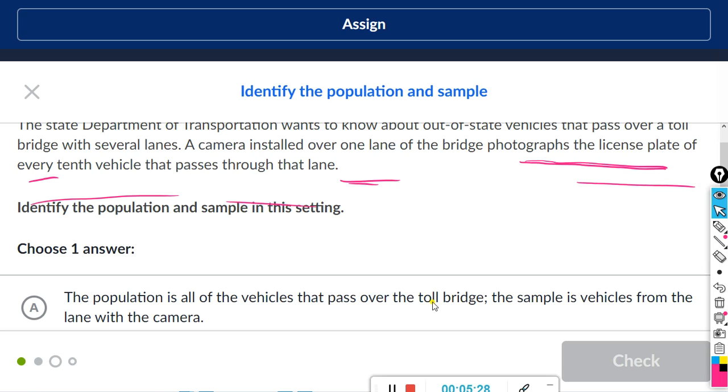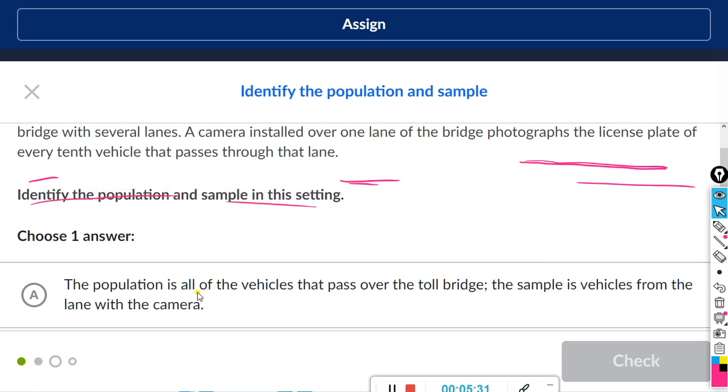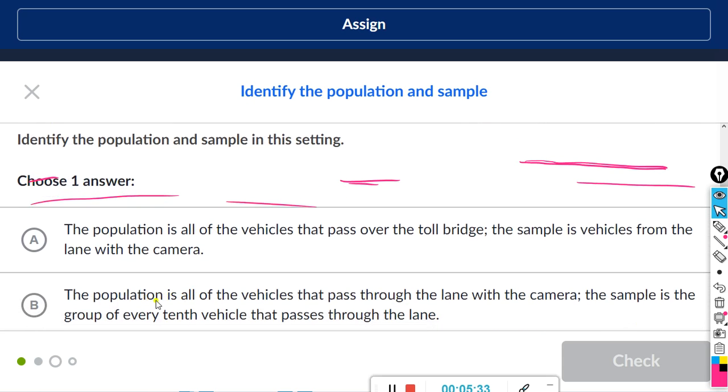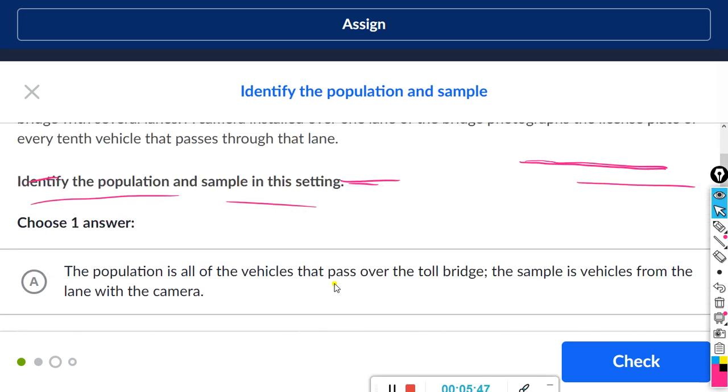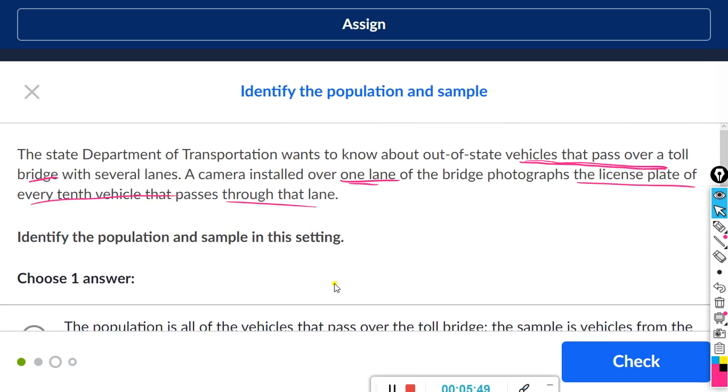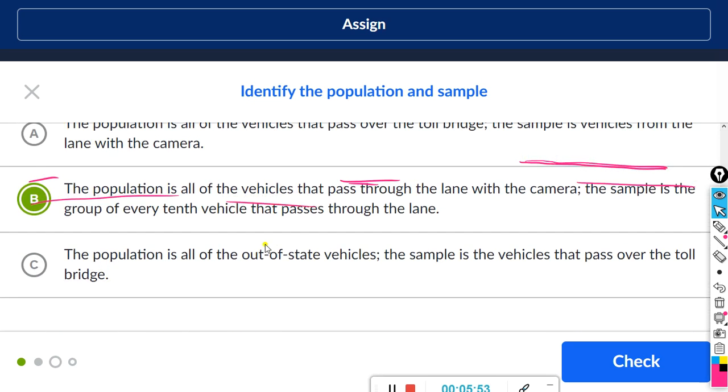Population is all of the vehicles? No. The population is all the vehicles that pass through the lane with the camera. The sample is the group of every 10th vehicle. Yes, that's it. C is all out-of-state vehicles. No. Okay, the camera can't take photos of just the out-of-state vehicles. All right, so it's not C.